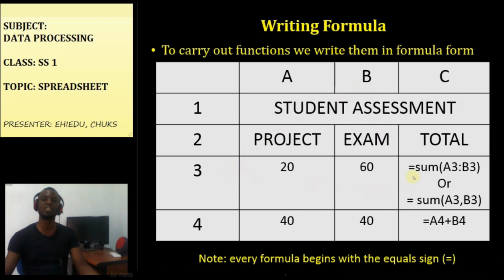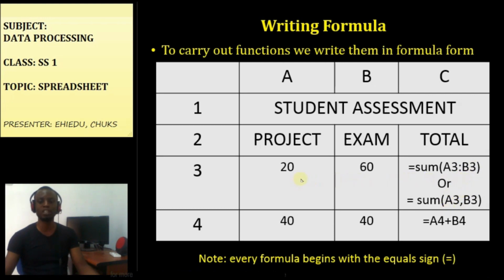So the formula is now saying equal to, which is showing that this is not just a text, it's a formula. So equal to SUM, which is the function, A3, which is the cell reference of 20, and B3. Now you see a colon there. That colon is different from when you use the comma. The colon and the comma, they are actually used to do this sum.